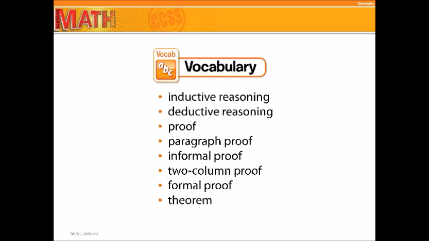Next, we're going to take a look at proofs, which is what we'll be covering in today's lesson. A proof is a logical argument where each statement is justified by a reason. There are two kinds of proofs, an informal proof and a formal proof. An informal proof is one that's done in paragraph form. A formal proof is one that's figured out using two columns. Lastly, we're going to talk about theorems. Theorems can be used as a reason to justify statements in other proofs.